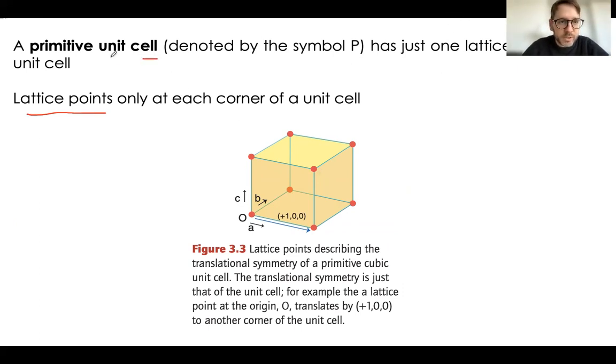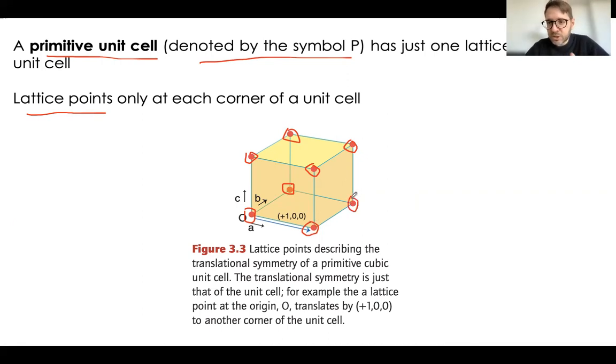So a primitive unit cell, which is denoted by the symbol P, has just one lattice point in the unit cell, which means that we have only one atom, ion, or molecule in the unit cell. Because in this case, for the primitive unit cell, the lattice points, which can be atoms, ions, or molecules, which are the building blocks of this unit cell, are located only at the corners of the unit cell.